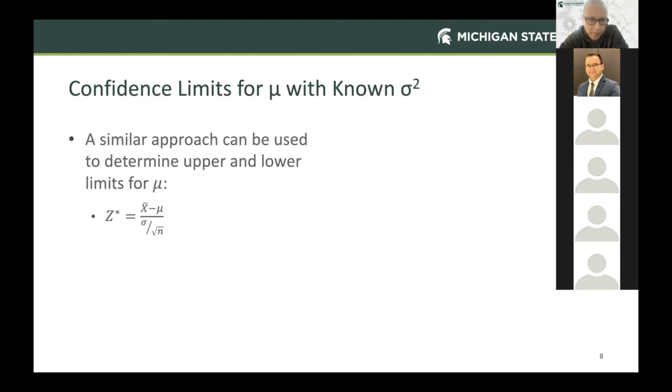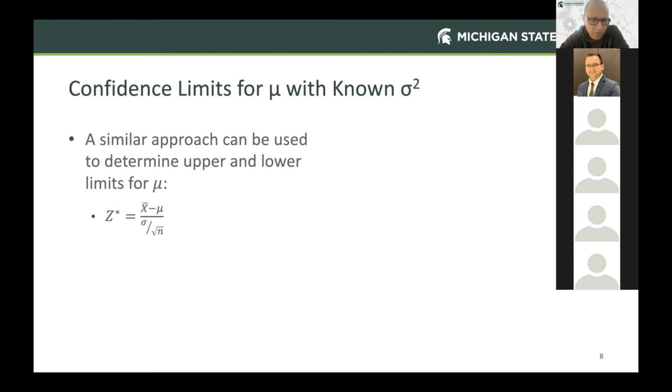And so we can use that same approach if we wanted to construct an upper limit or a lower limit for mu. So we may have prior expectations such that if we go back to the motorcycle fatality example, we would expect that weakening the helmet law probably wouldn't make fatalities go down. It would probably make fatalities go up.